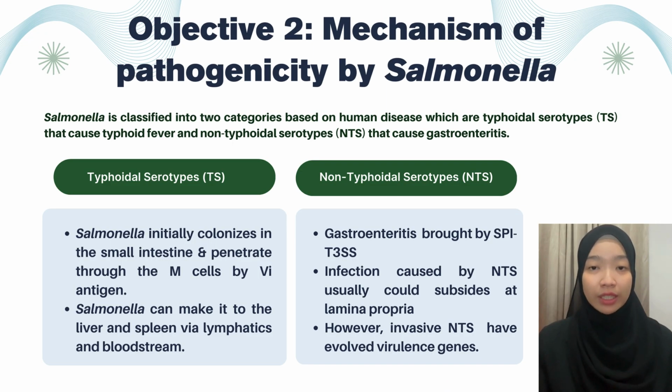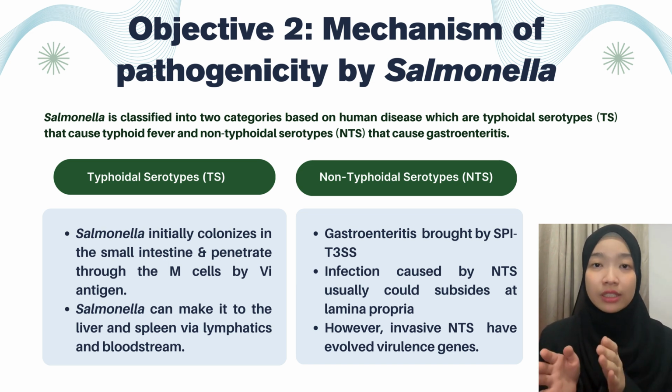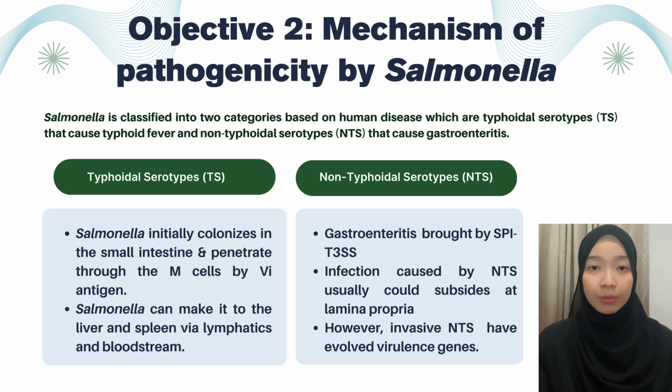Next, we proceed to Objective 2, which is the mechanism of pathogenicity by Salmonella. Salmonella is classified into 2 categories based on human disease, which are typhoidal serotypes that cause typhoid fever and non-typhoidal serotypes that cause gastroenteritis. In typhoidal serotypes, Salmonella initially colonizes in the small intestine and penetrates through the microfold cells after immune invasion via antigen. Then it can make its way to the liver and spleen via lymphatics and bloodstream.